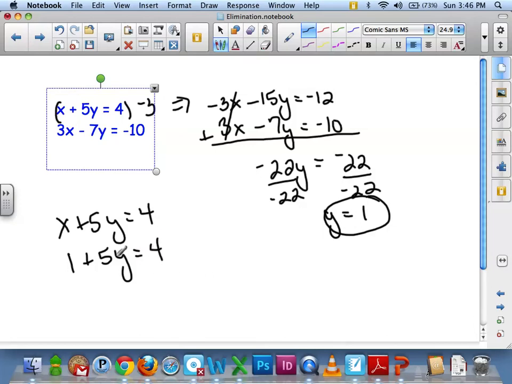Okay. I'm then going to subtract 1 from each side. So I've got 5y equals 3. Okay. I'm going to divide each side by 5. So I've got y. Oh, you know what I just did? Did anyone notice? What did I plug y in for? I plugged in the x and I wasn't supposed to do that. I did this wrong.